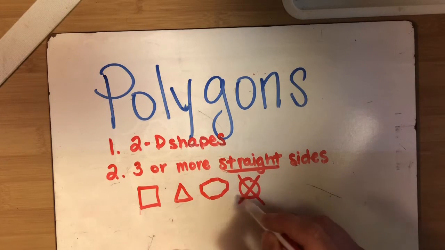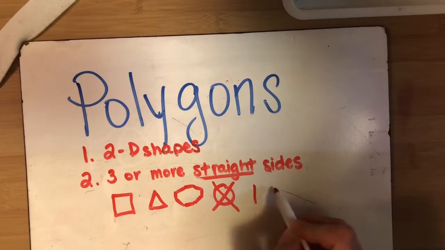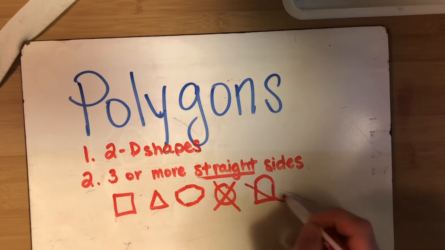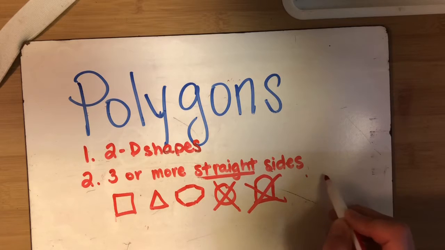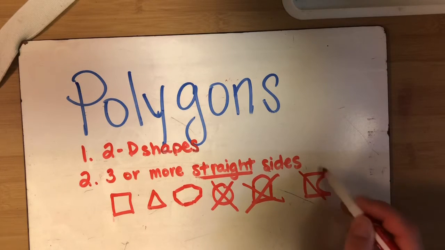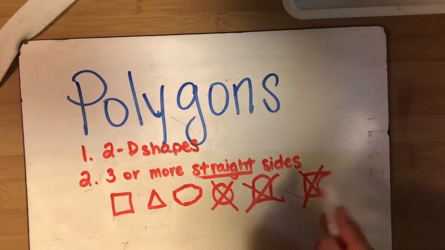Circle has rounded sides, doesn't count. Something like this doesn't count. That's not a polygon. Something like this. Nope, not a polygon because it has that rounded side. So it has to have 3 or more straight sides.